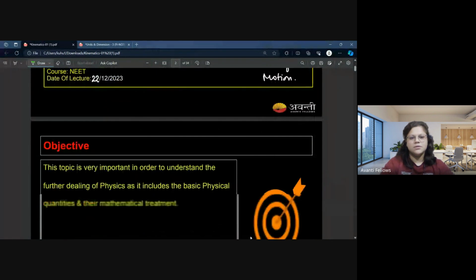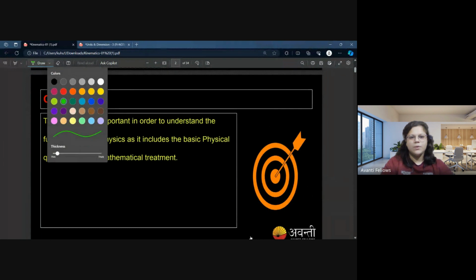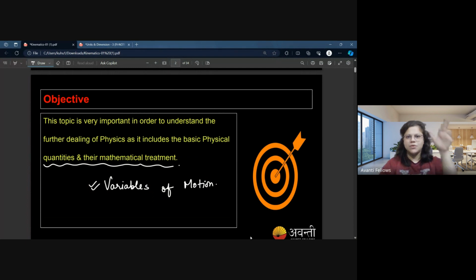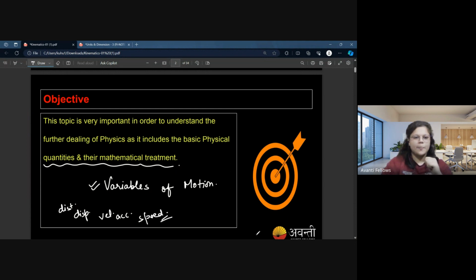Okay, let's start with the objective. Today we will understand the basic physical quantities and their mathematical treatment, or you can say we will understand the variables of motion. Whenever you study English, there are a few rules. First you have the knowledge of alphabets, then you know how to make them into words. Similarly, when it comes to mechanics, we need to understand a few variables, like distance, displacement, velocity, acceleration, speed, and their types. We should understand these because the entire mechanics runs around these variables. Is that okay?